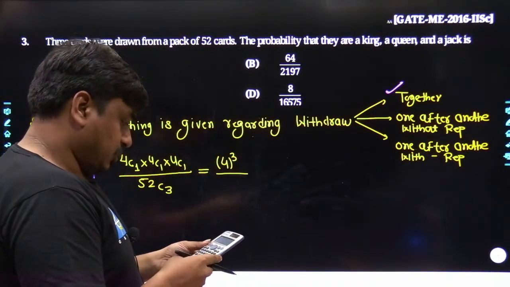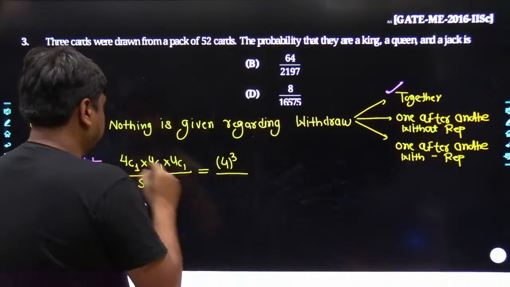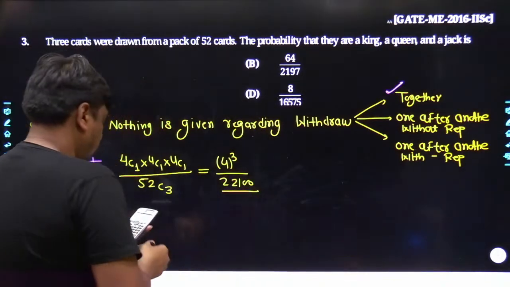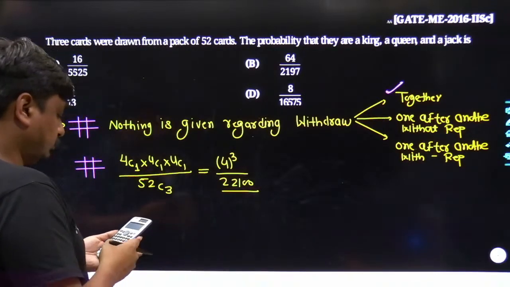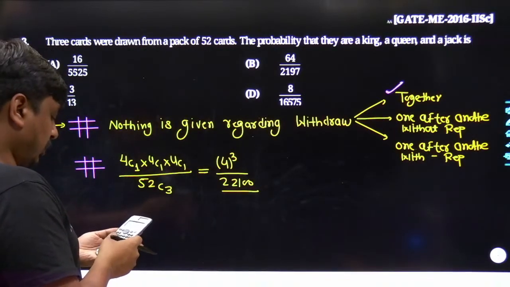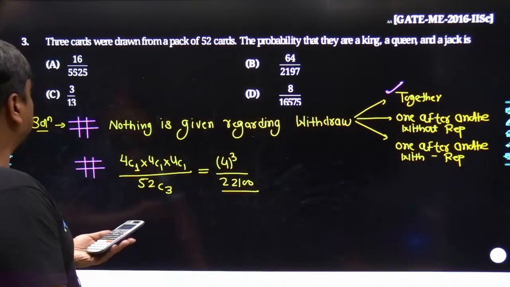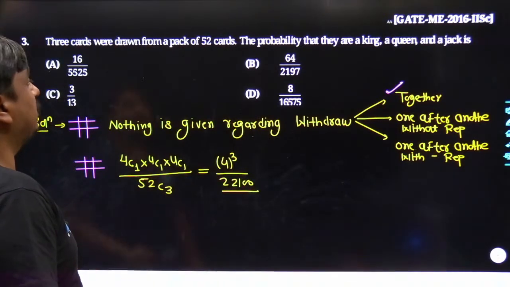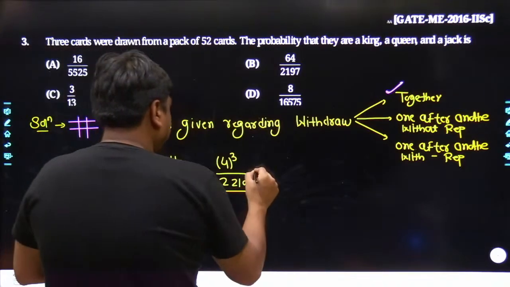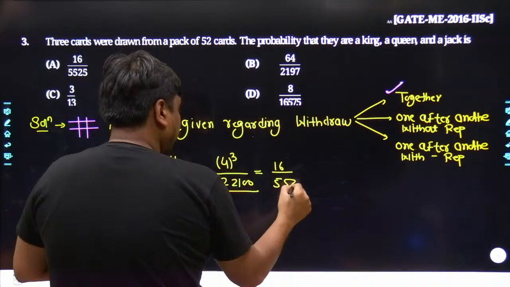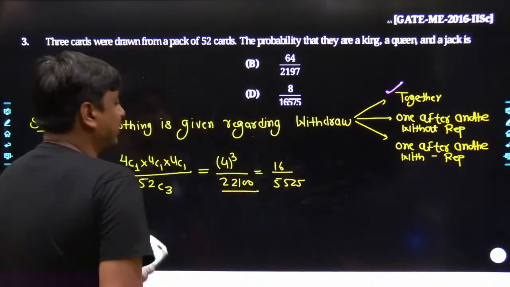52C3. Here goes C and here goes 3. 22100 is going to get multiplied with 4 to the power of 3. So the answer which we are supposed to get is 16 divided by 5 to 5, and now there is no common factor between numerator and denominator.